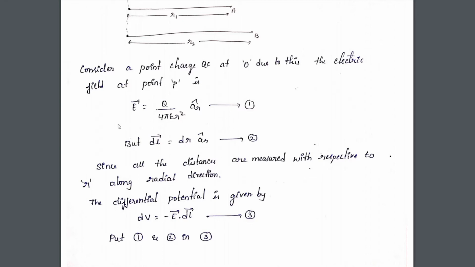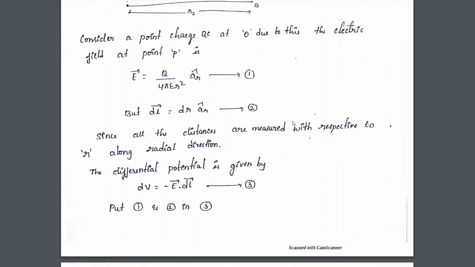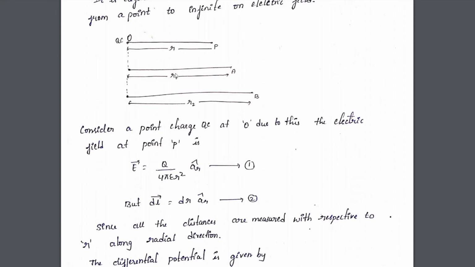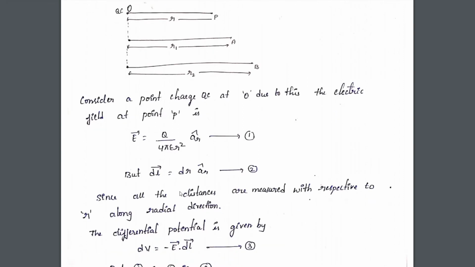Then you have to define the differential length. Listen here. Differential length dl is defined. In this particular figure, all the distances are measured with respect to r. That means the dl is not measured in L. It is measured in terms of r. So the value of dl in this case can be taken as dr into ar. That is, magnitude is dr, unit vector will be ar.